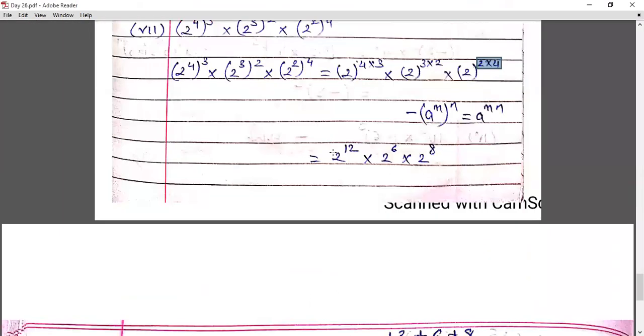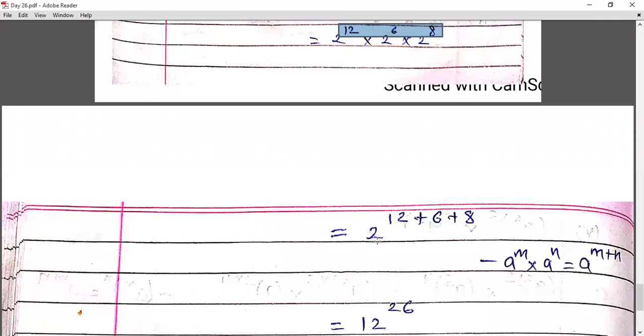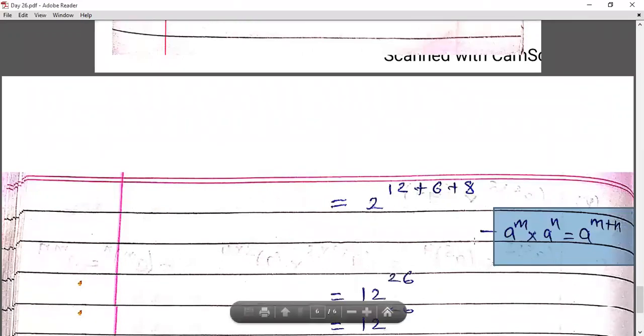Now you can see the bases are same, the numbers are to be multiplied. तीनों नंबर को मल्टीप्लाई करना है, तो हम लॉ लगा रहे हैं फर्स्ट वाला, जिसमें बेसिस सेम होते हैं और नंबर मल्टीप्लाई होते हैं, तो पावर्स को हम ऐड कर देते हैं. So I can replace it and write it as 2 raised to 12 plus 6 plus 8. Here I have mentioned the law also.